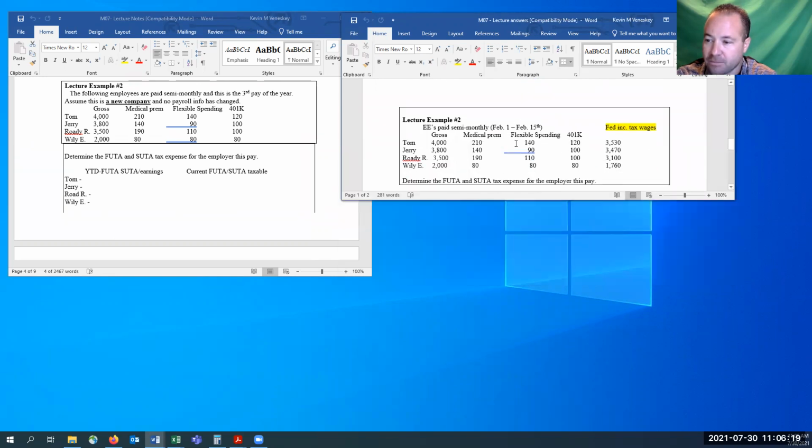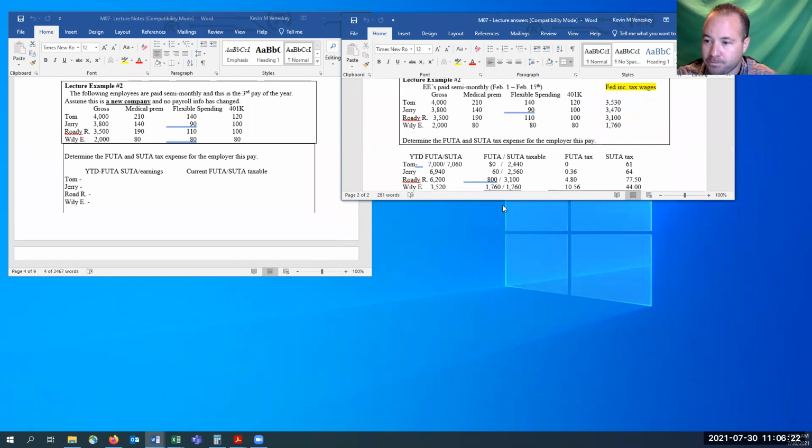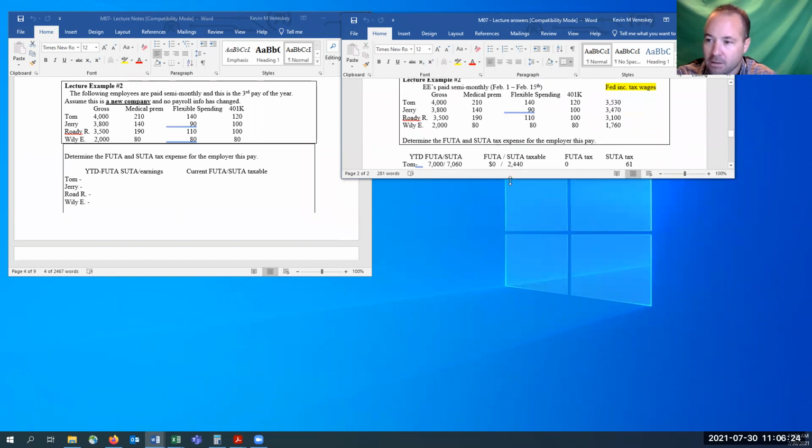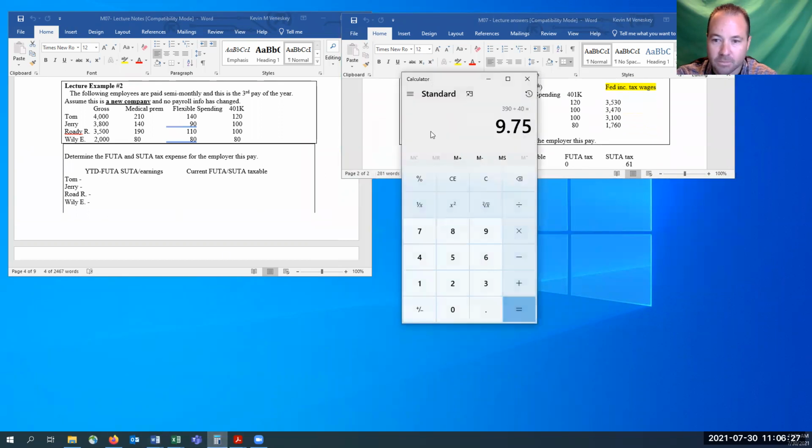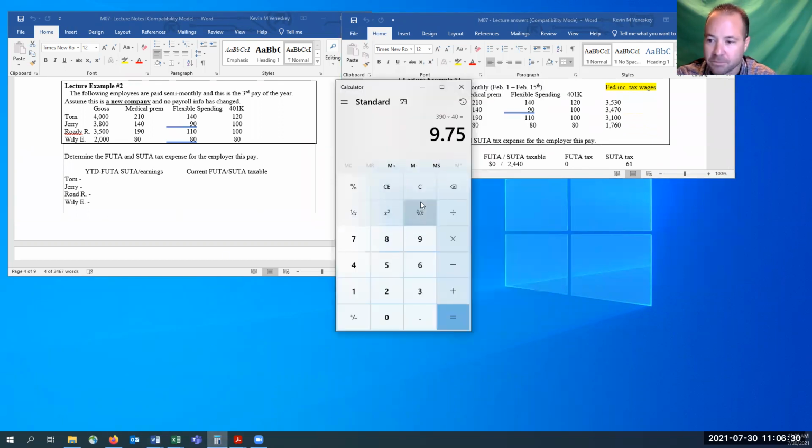All right, lecture example number 2. First thing we're going to look at, we got Tom. This is our 3rd pay, and Tom has gross of 4,000. And for federal purposes, we can deduct all 3 of these for federal income tax purposes. The medical insurance premiums, flexible spending, and 401k are all tax deductible. So we're going to subtract out the 210, the 140, and the 120. So he's made 3,530 so far in 1 pay.